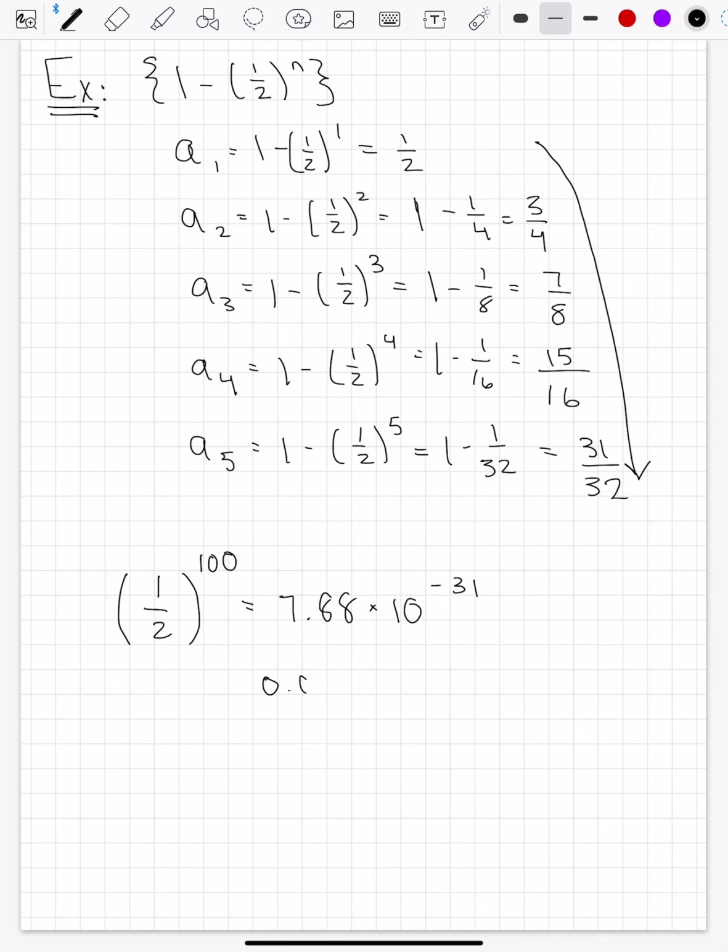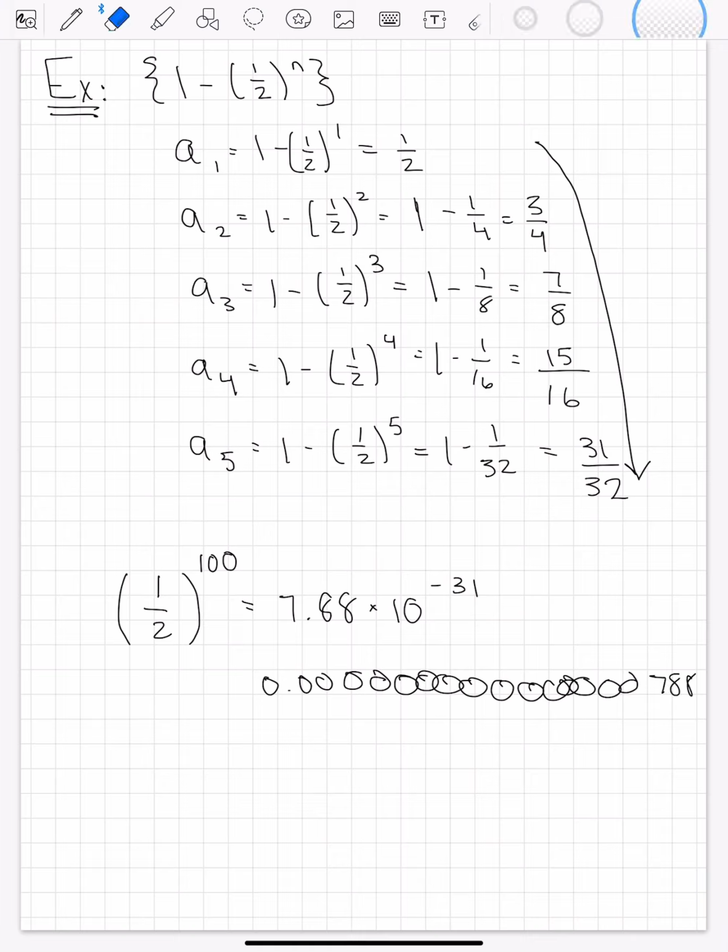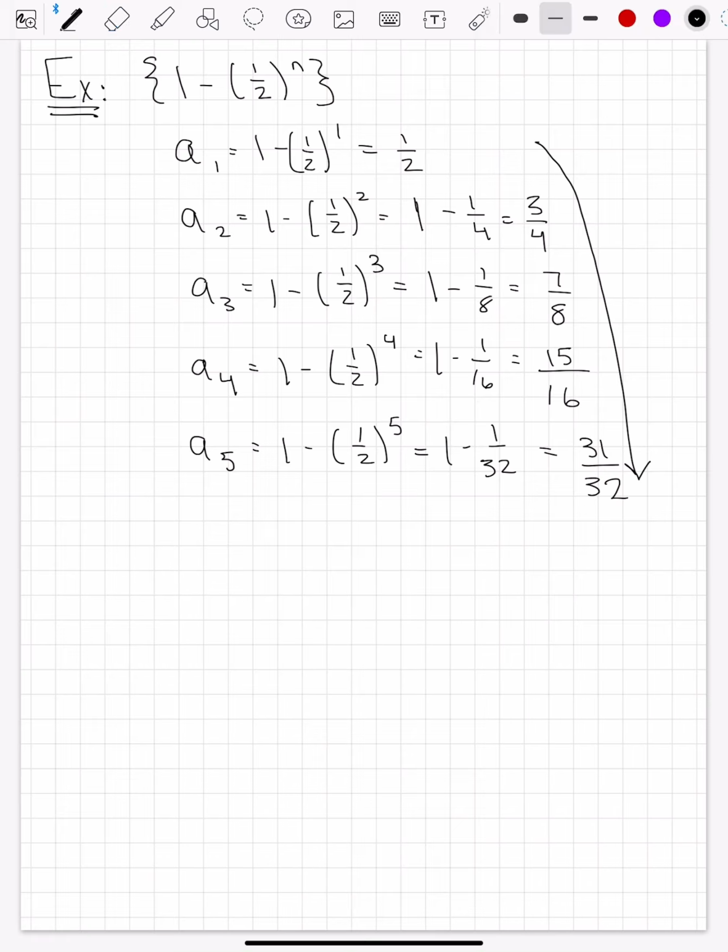So this is really like 0.000000000, there's like 30 zeros, and then there's 788. So what I was trying to show is that as the n gets bigger, the value of 1/2 to the n gets closer and closer and closer to 0. So that's the key point: as n becomes bigger, this becomes smaller towards 0. So then what's left is just going to be this 1 right here.